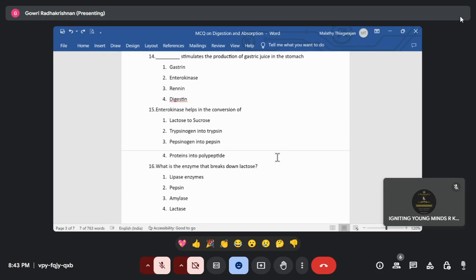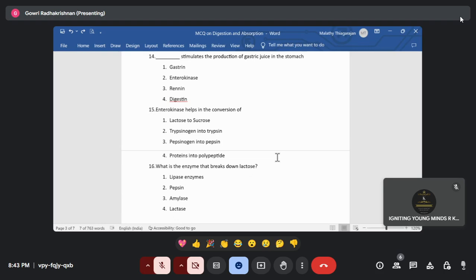Actually, this enterokinase is a protease of the intestinal brush border that specifically cleaves the acidic propeptide from trypsinogen to trypsin. So enterokinase helps in conversion of trypsinogen into trypsin.